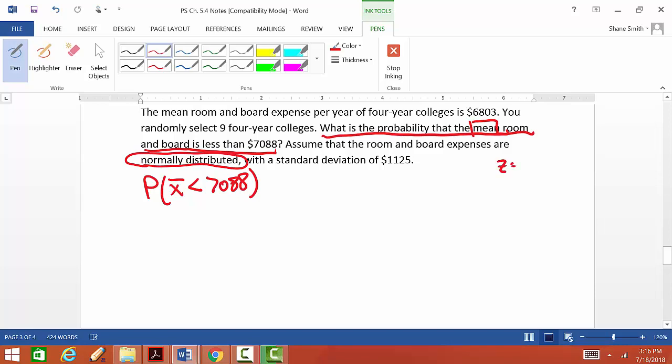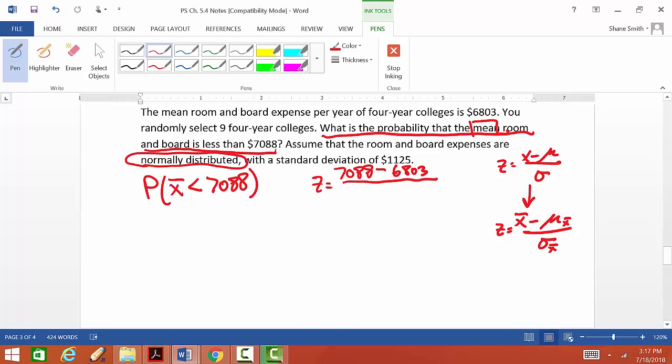Well, remember, the z-score is x minus mu over sigma, but we don't have x, we have x bar. So we need to change it to x bar minus mu sub x bar over sigma sub x bar. So our new z-score is going to be x bar, the score that we're trying to find, 7,088, since we're trying to find the probability that the sample mean is less than that, minus mu sub x bar, which is the mean of the sample means. So that's 6,803, because mu sub x bar is equal to the population mean. Divided by sigma sub x bar.